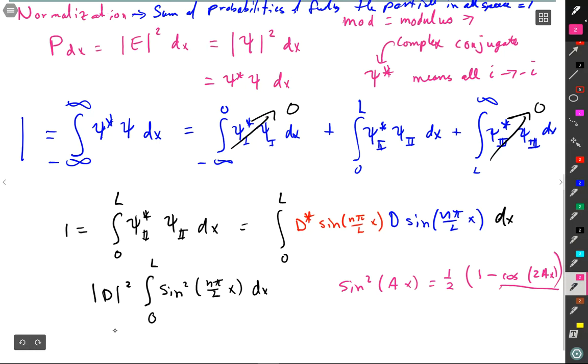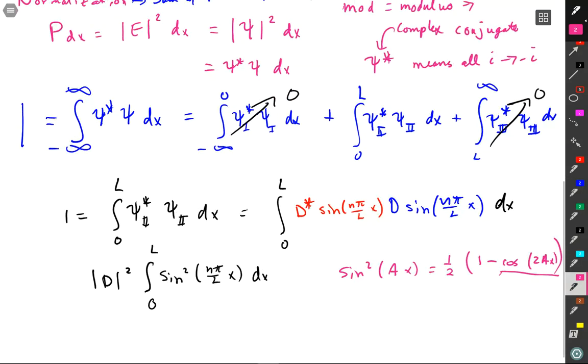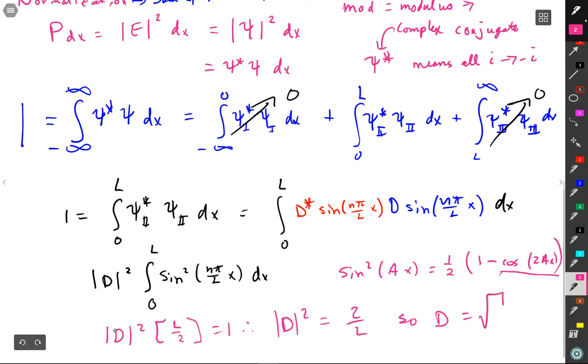And so the integral of cosine of 2 n pi over L x dx is going to give me 0 because I'm going from 0 to L. So I'm doing an integer number of cycles. I'm taking the average for an integer number of cycles. So that's the hand waving way of saying this is equal to D mod squared times 1/2 dx, which is just 1/2 L. Therefore D mod squared is equal to 2 over L. So D is equal to the square root of 2 over L.